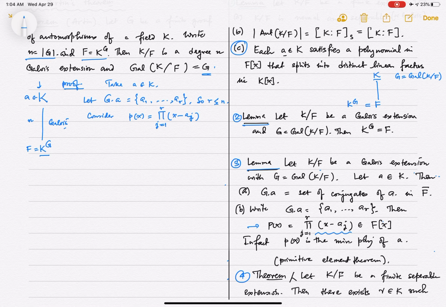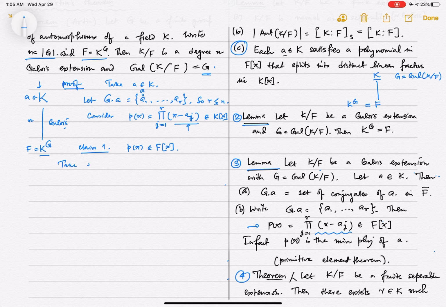The way it's written, it lives in K[x] because these a_j's are picked from K. The first claim is that it actually lives in F[x]. Also, we should note that a_1 I can assume is a, because it's the orbit of a under a group. So x minus a is a factor of p(x). So if I know p(x) is in F[x], I'll know that a satisfies some polynomial in F[x] with coefficients in F. Okay. Why is this true?